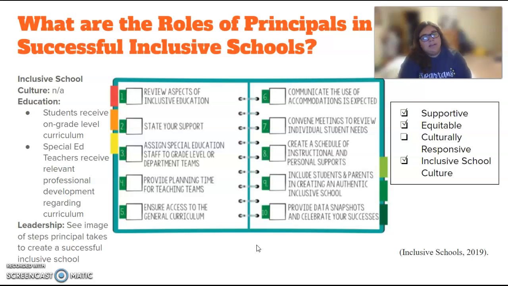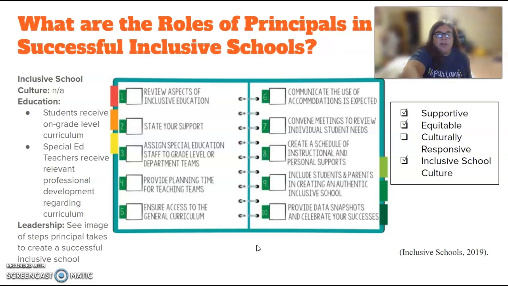And I think that needs to go vice versa too. And I'll talk about this later on. But I think that sometimes the regular ed teachers need the support that the special ed teachers get, because these kids are in our classroom and you don't know what you don't know.